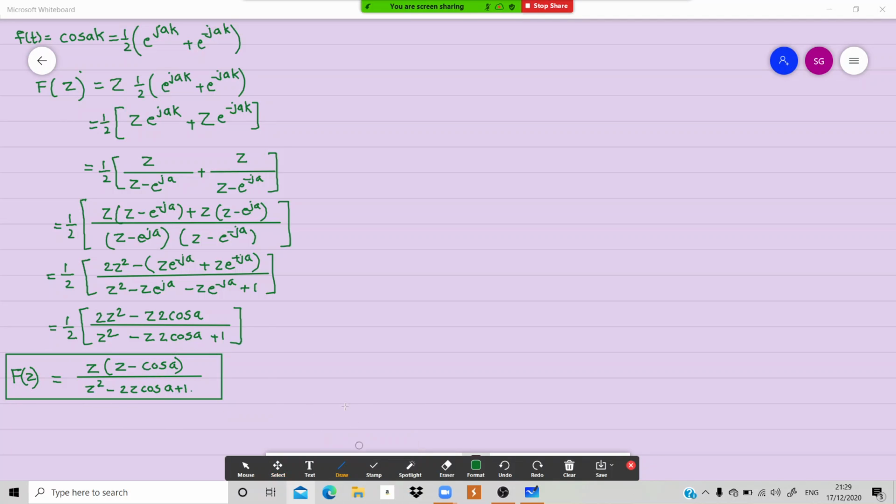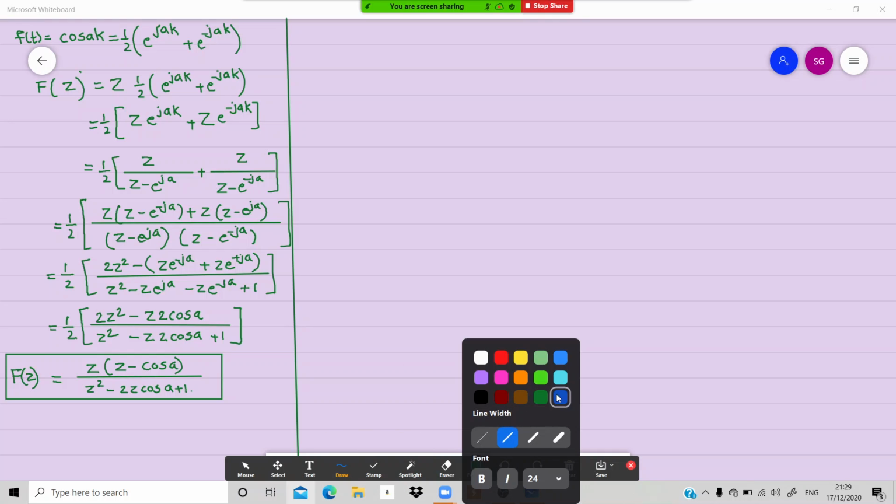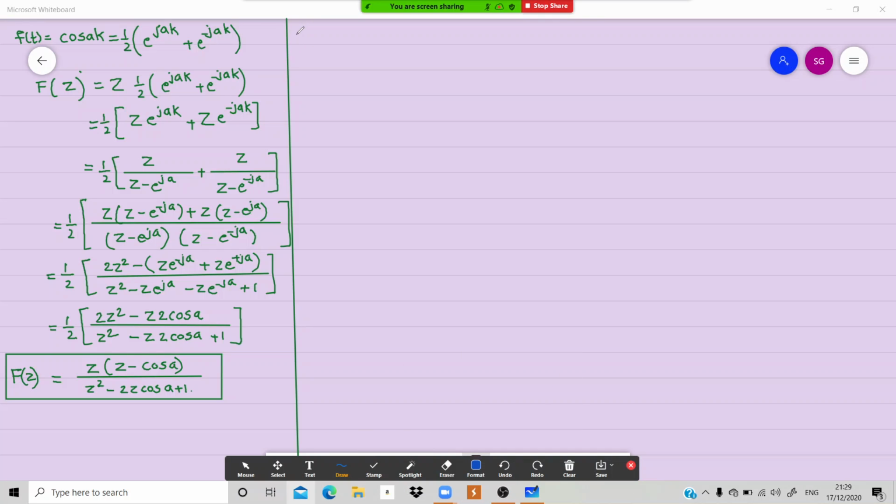Okay, fine. Now we'll go for some of the properties of this Z transform. First we'll try to understand the properties and then we'll go for solving the numericals, right, based on the Z transform. Okay. So 6th point, properties of Z transform.